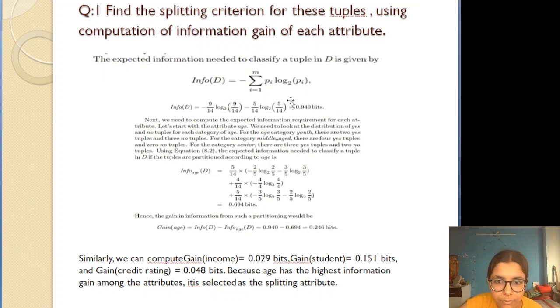Here the gain information for a partition would be, we would take the information requirement. I mean, we have generated some value, right? We would take their difference and find the actual gain, and 0.246 was the highest gain found among all the attributes. We have come across the information gain of the attribute age. Okay, so similarly we will compute for income.